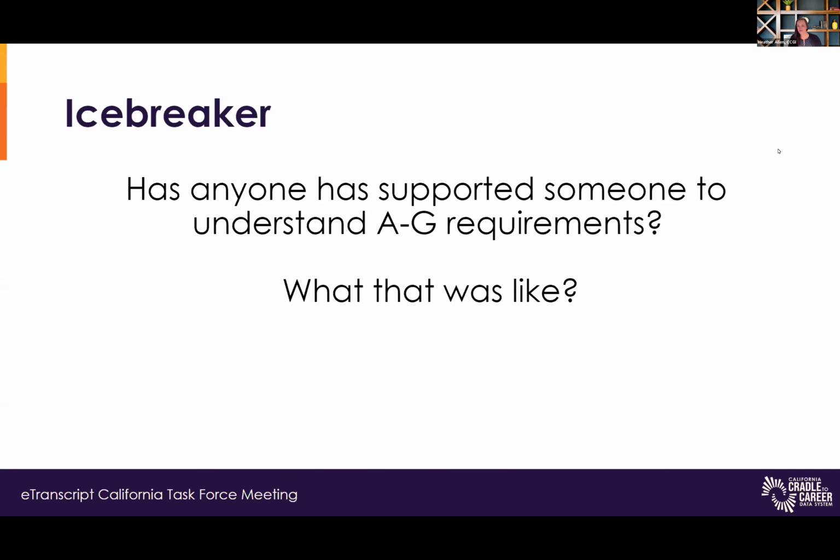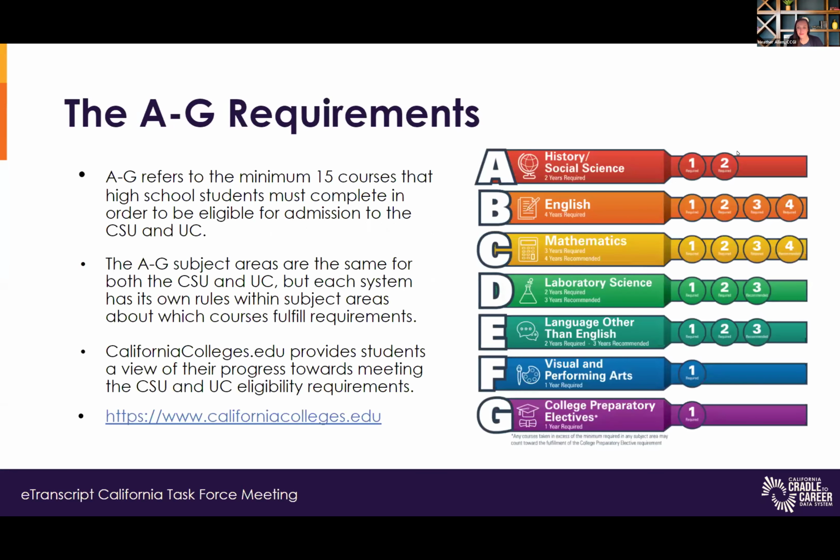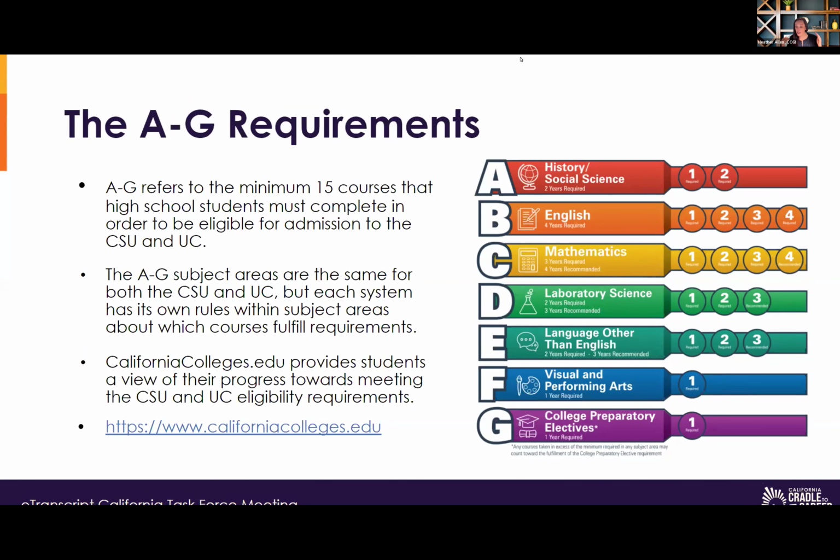All right, next slide. If you haven't helped someone with the A through G requirements before, maybe you're not as familiar with what those are. A through G refers to the minimum 15 courses that a high school student must complete in order to be eligible for admission to the CSU and UC. Now, the A through G subject areas are the same for both the CSU and UC, but within those subject requirements, both systems have some different rules and some different validation processes about which courses fulfill requirements for their systems.